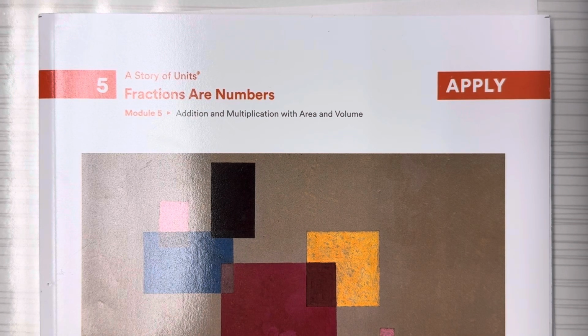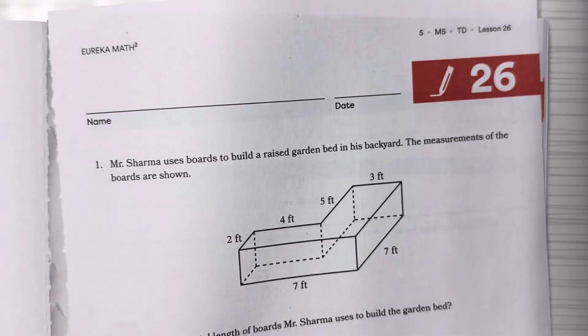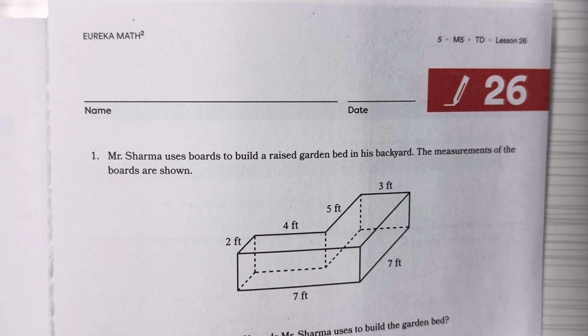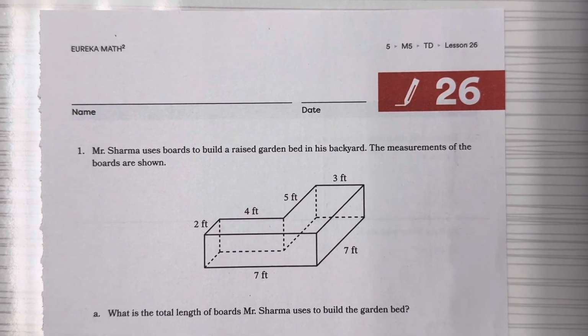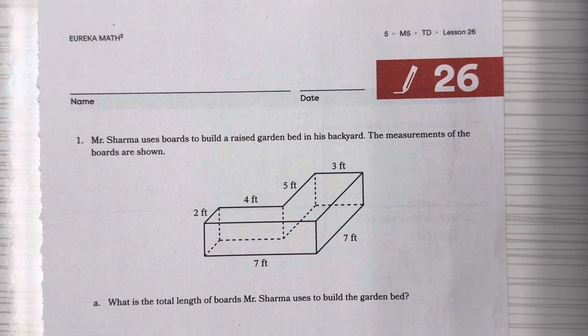So Module 5, Lesson 26, which is on page 163. We are on page 163, and we are going to be continuing with volume with these more challenging problems, but we're also going to go back and remember some things we've done in the past, such as area and perimeter.